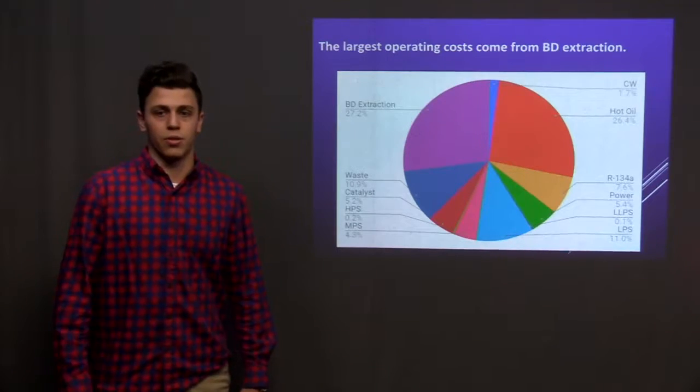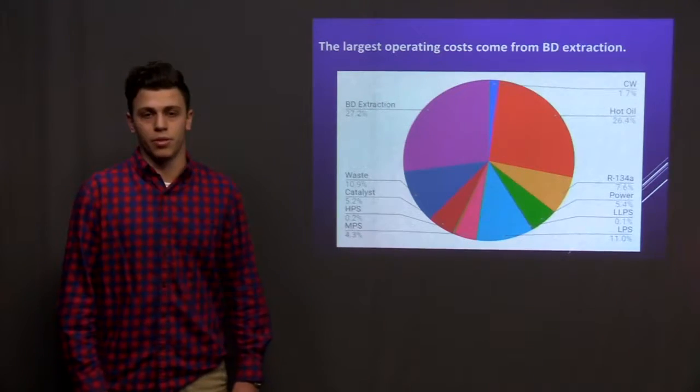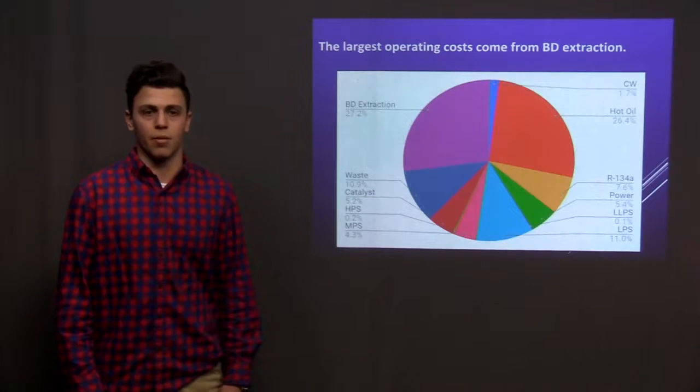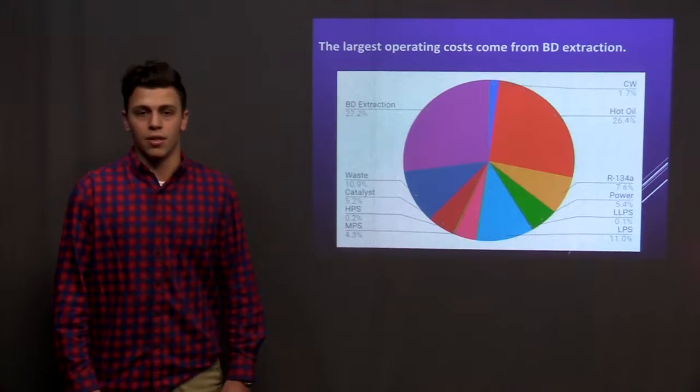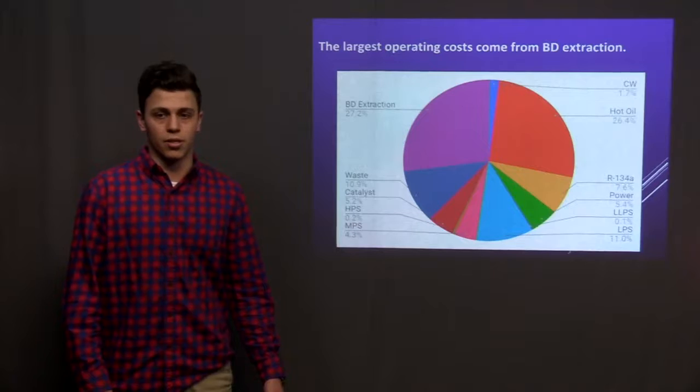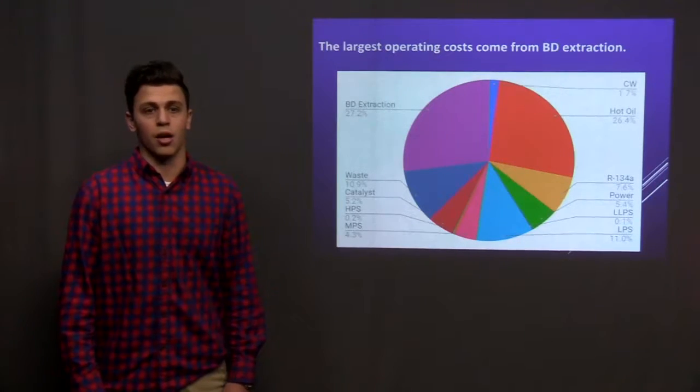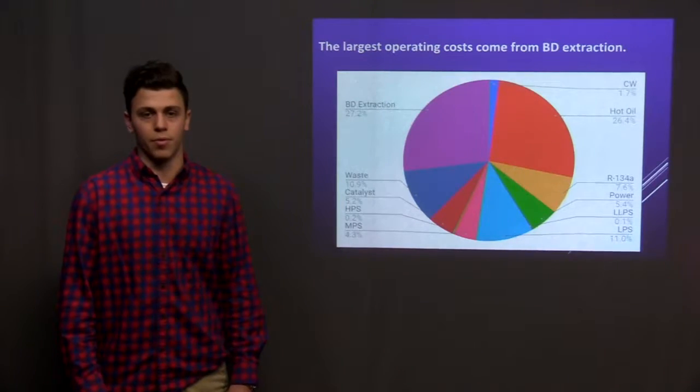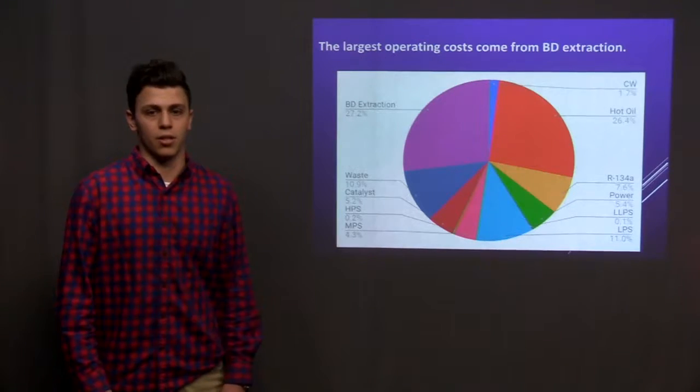Our operating costs throughout the year are about $260 million, and the major cost comes from our butadiene extraction. This cost is associated with the operating costs of the butadiene extraction column, along with the licensing fee that we have to pay. The second biggest cost is our hot oil.